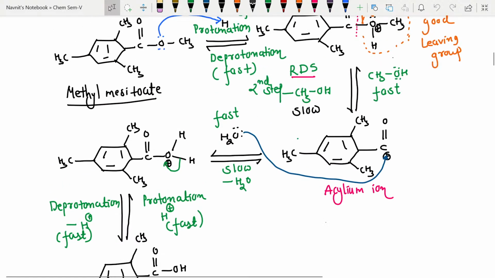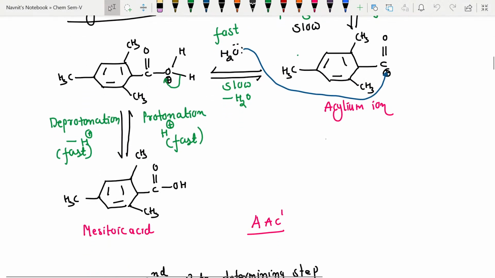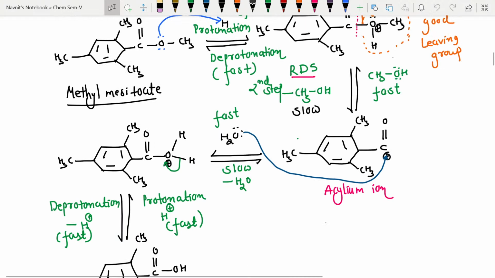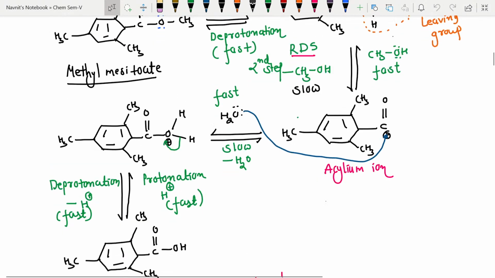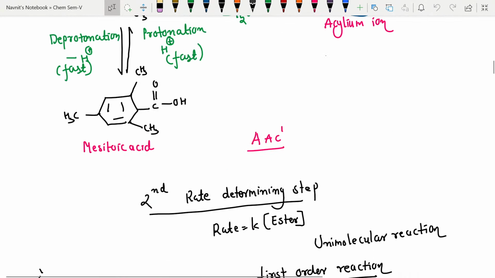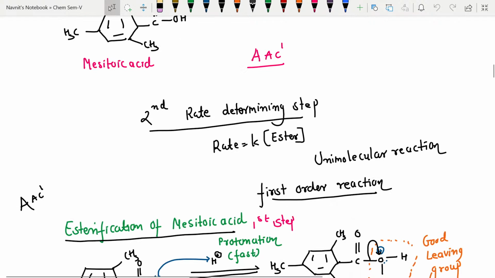So the forward reaction is ester hydrolysis, while the backward reaction is esterification. In ester hydrolysis, the second step is the rate determining step, meaning the rate of the reaction depends on the concentration of ester only, and the rate determining step involves only one species, that is ester. And that's why the molecularity of this reaction is 1, meaning a unimolecular reaction. And the order of the reaction is first order.